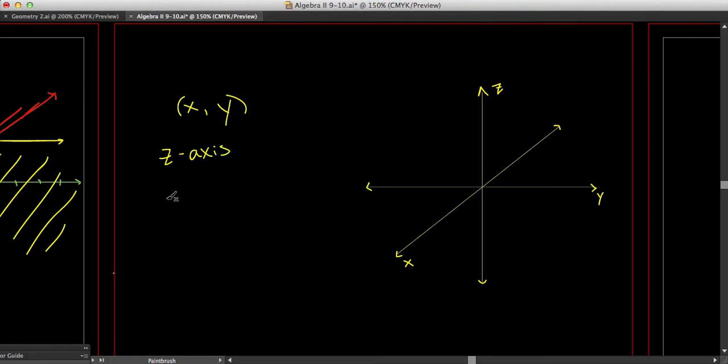So now what we're actually going to be graphing are ordered triples. And these are of the form x, y, and then of course z. So this is possibly more interesting because this is actually the space that we visualize the world around us.